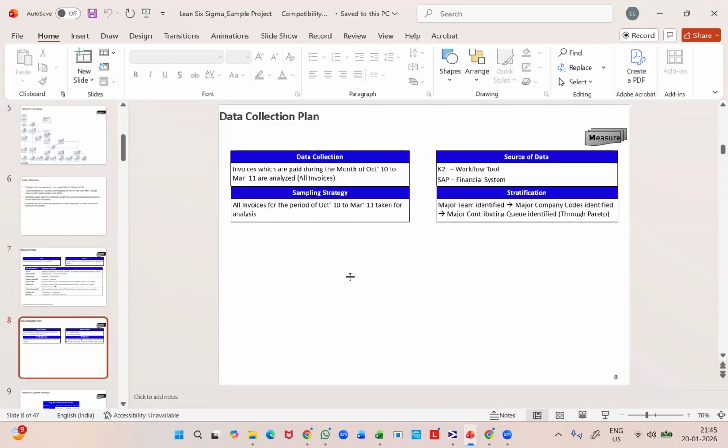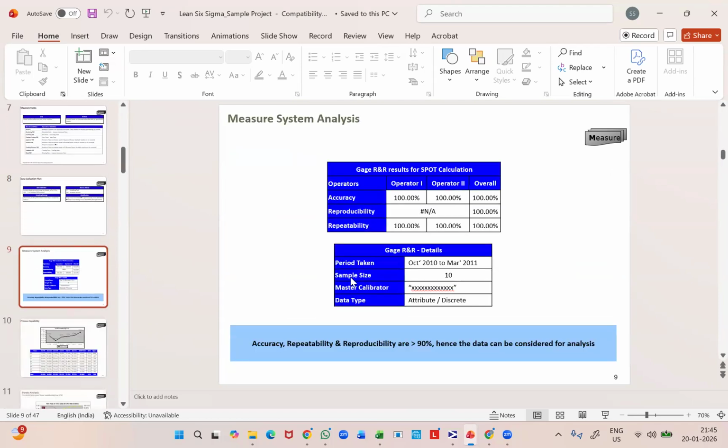And then we have the data collection plan, so how the data is going to be collected. And we did the measurement system analysis, even though the data was collated in the form of a report, right, pulled out from a workflow tool. But we still went ahead and performed the measurement system analysis just to ensure that whatever base data we are getting from that report is absolutely valid.